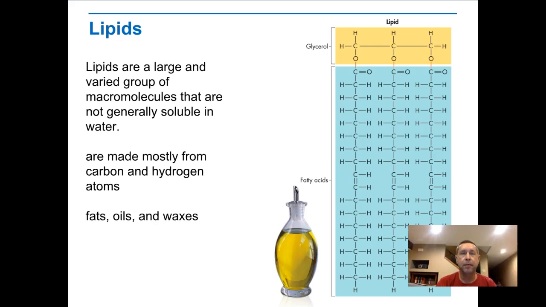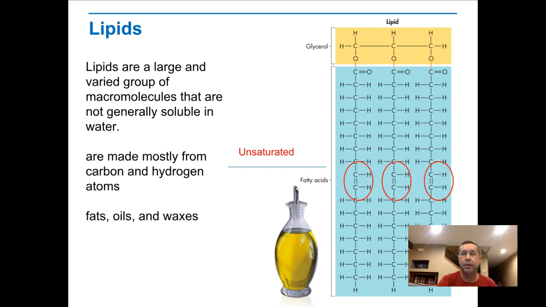Lipids are another type of organic molecule that are very large and diverse. They're usually not soluble in water. They're made mostly of carbon and hydrogen with some oxygen, but not with the same ratio. Fats, oils, and waxes are common types of lipids, including the cell membrane. You can see here you've got glycerol and 3 fatty acids. This is a triglyceride, a common fat.